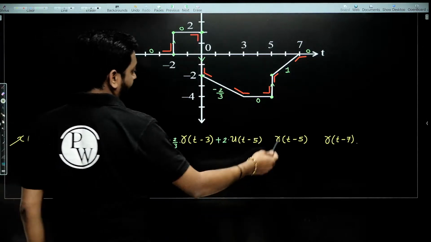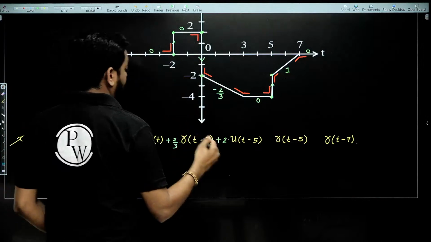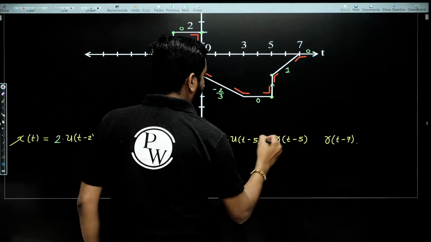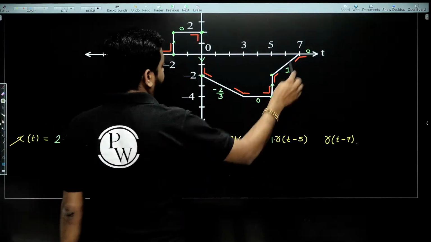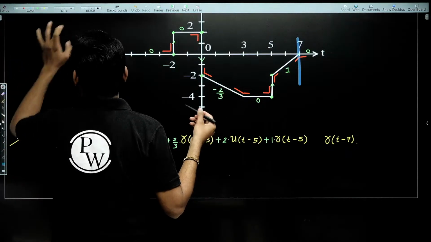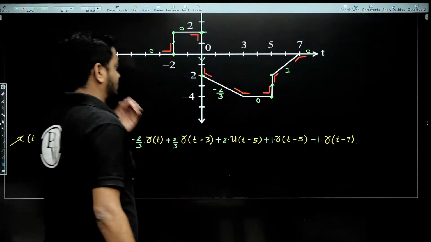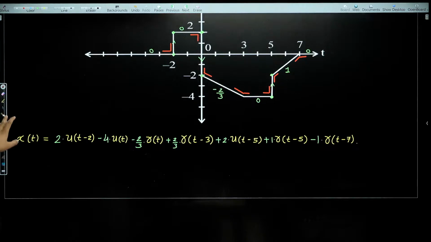Now change in slope at t equal to 5. Next slope minus previous slope. So it is plus 1. Okay, here next slope minus previous slope, so it is minus 1. Clear? Fine. Done.